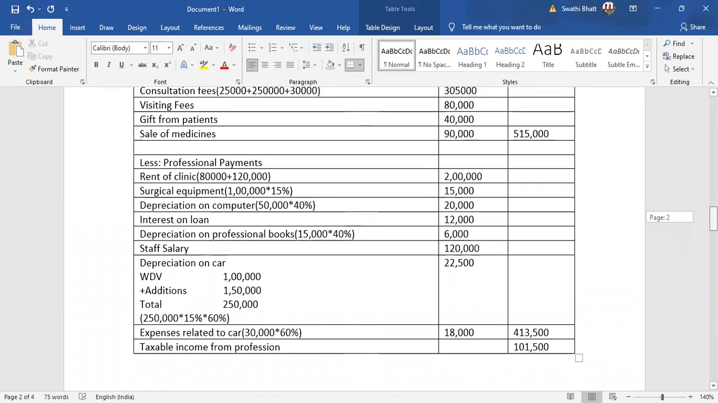So this is how you're supposed to compute the taxable income from a profession of a doctor. So please go through the problem. If you have any doubts, kindly let me know. Thank you.